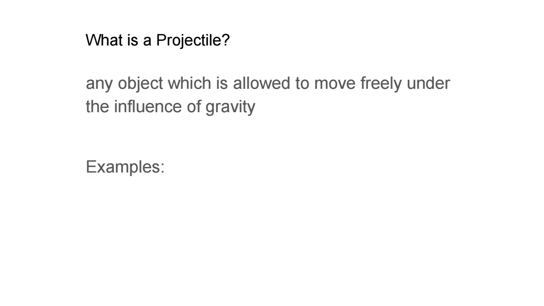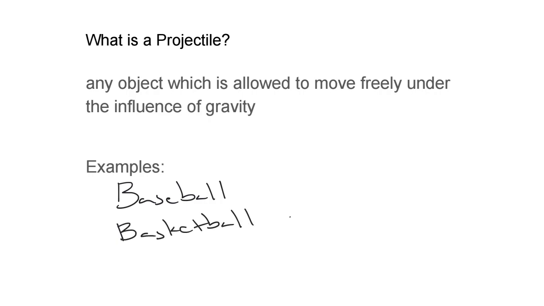So what is a projectile? Go ahead, write this down. It's any object which is allowed to move freely under the influence of gravity and gravity alone. It needs to be airborne to become a projectile. So an example would be something like a baseball or a basketball, or even a person if they're shot out of a cannon.